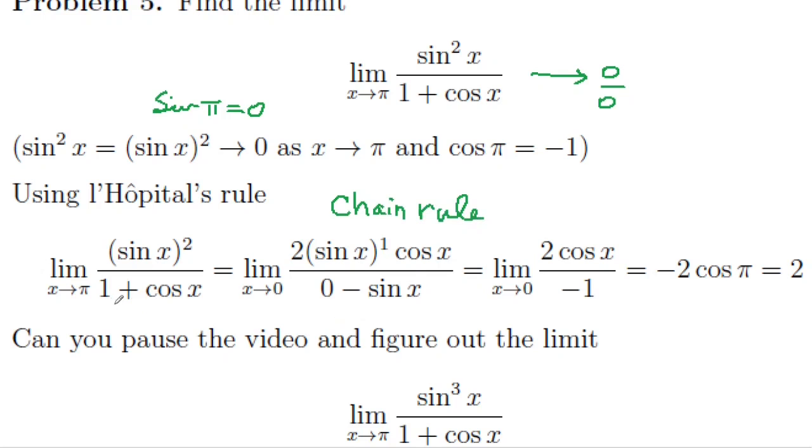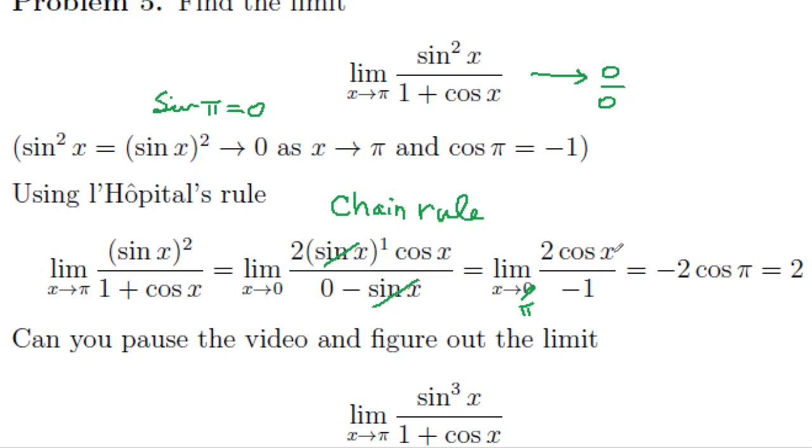In the denominator, the derivative of 1 is 0, and cosine of x has derivative negative sine of x. At this stage, notice that I can have a convenient cancellation, get rid of the sine of x. What's left is 2 cosine of x divided by 0 minus 1, or simply minus 1. Taking the limit of this as x goes to 0 is not going to be a problem now. Sorry, as x goes to pi, because the denominator cannot be 0.